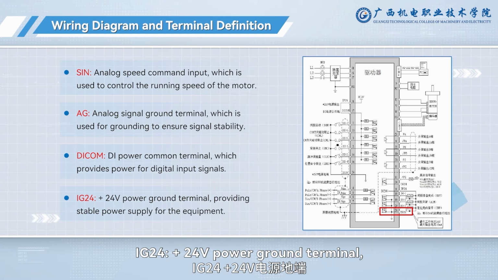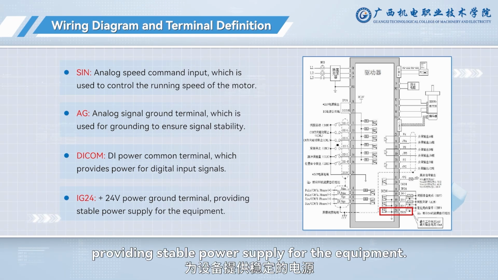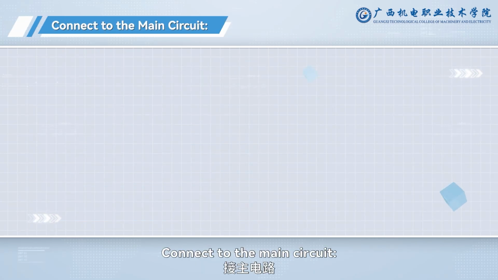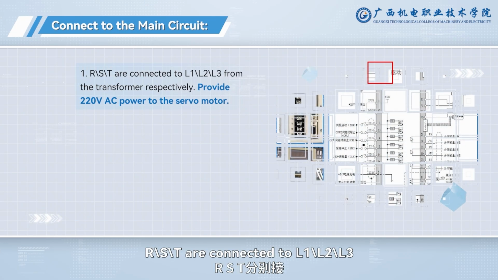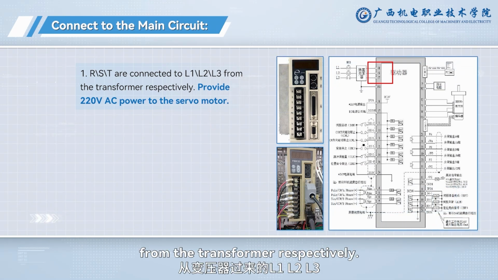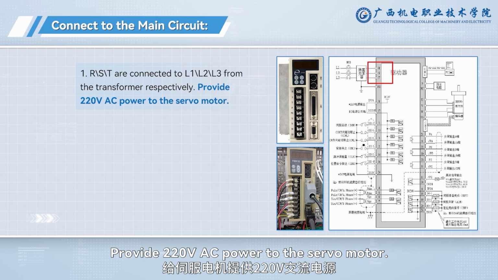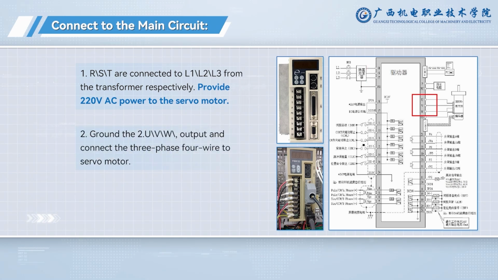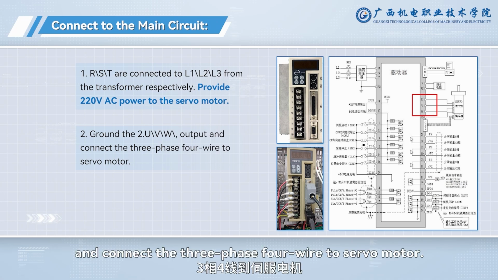Plus 24V power ground terminal, providing stable power supply for the equipment. Connect to the main circuit. R, S, T are connected to L1, L2, L3 from the transformer respectively. Provide 220V AC power to the servo motor. Ground the UVW output and connect the 3-phase 4-wire to the servo motor.